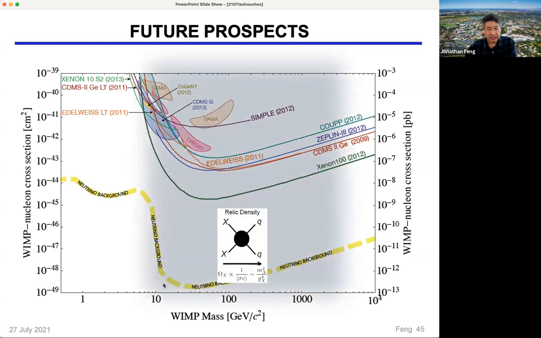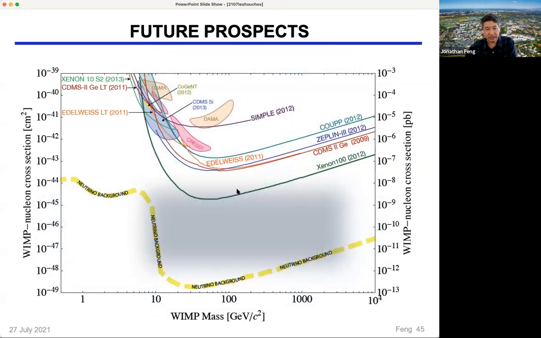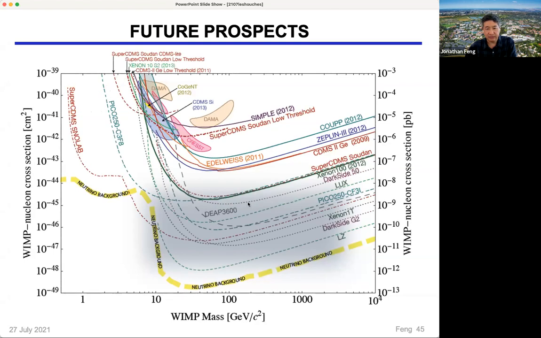The WIMP miracle basically is telling us we should have dark matter somewhere in this 10 GeV to several TeV range. Okay, so that favors this shaded region. If you had Higgs mediated scattering, it favors a particular cross-section range in here. And so this is a very interesting target range. And then you can ask what's happened since 2012. And the answer is that incredible progress has been made.